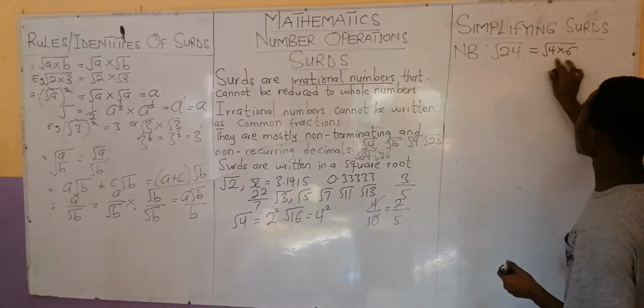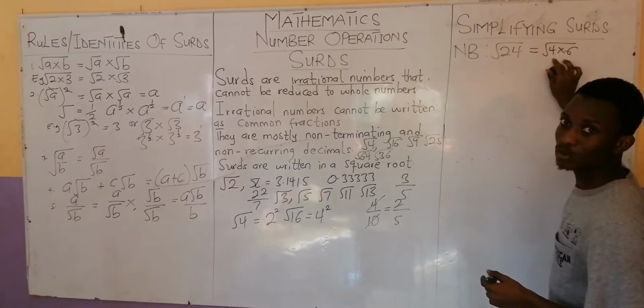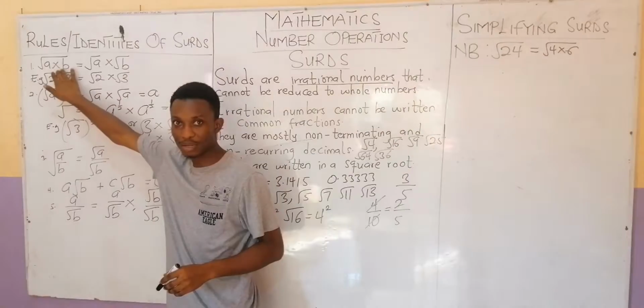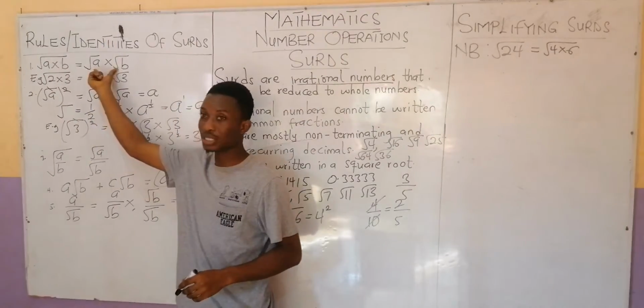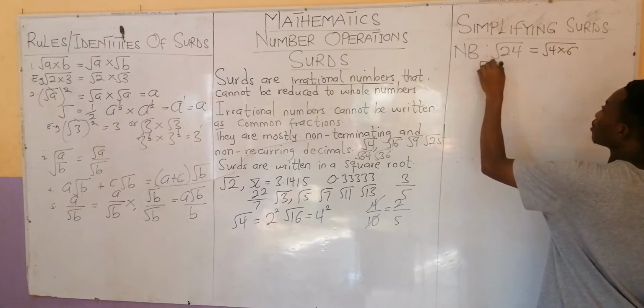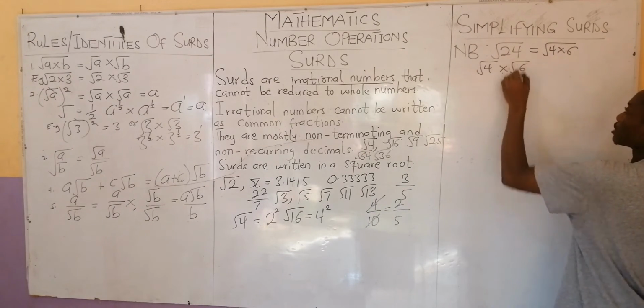Now what did you say about multiplying two numbers under one root? That's why the roots are important. We can separate them. So we can separate this one. We are going to have root of 4 times root of 6.